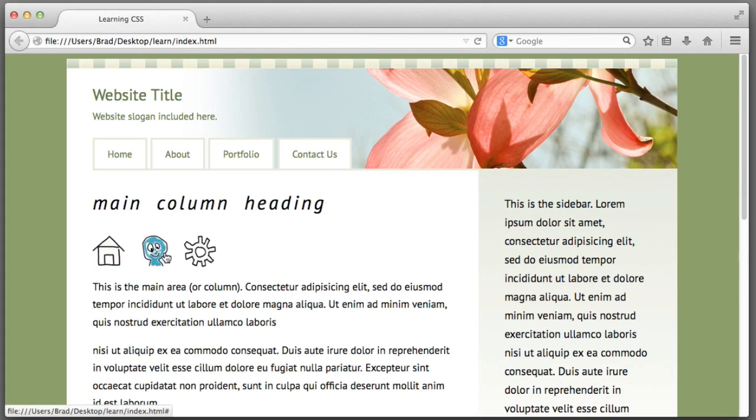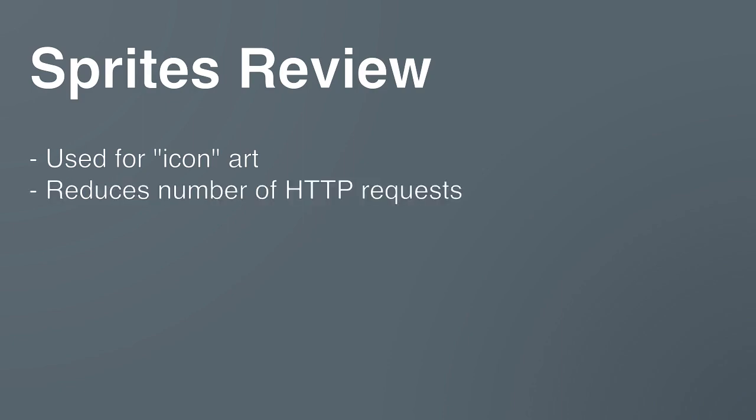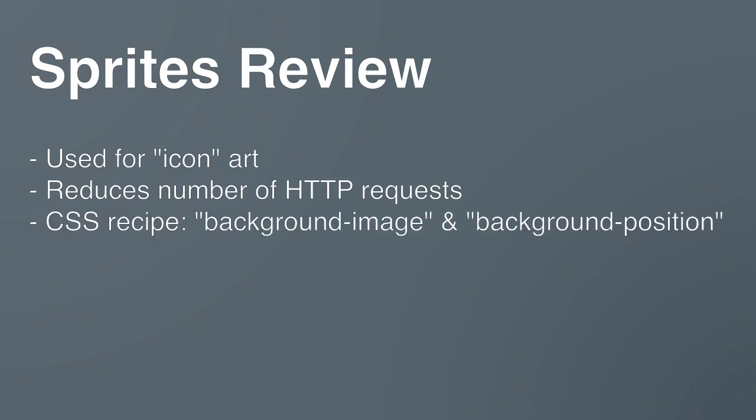That will bring this lesson to a close, but first, here's a quick review. We use sprites for small icon-based graphics on our web pages, because by combining these graphics into one file, it makes our pages load faster. We learned that the CSS recipe for sprites is nothing more than assigning a background image and then using a bit of trickery with the background position property. So this way we can display different portions of the image for different elements on the page.